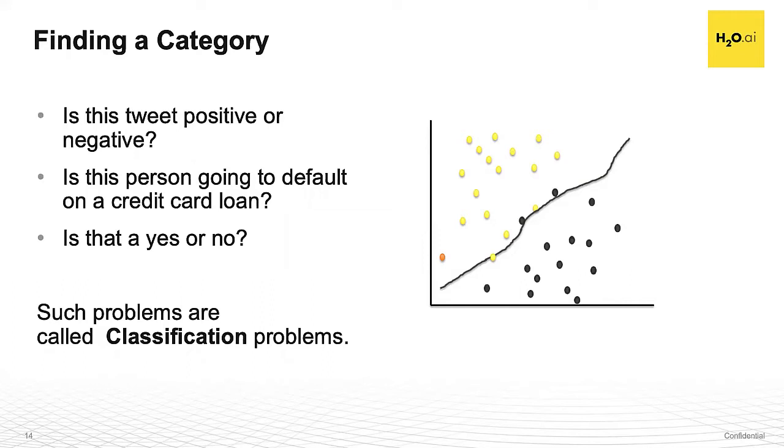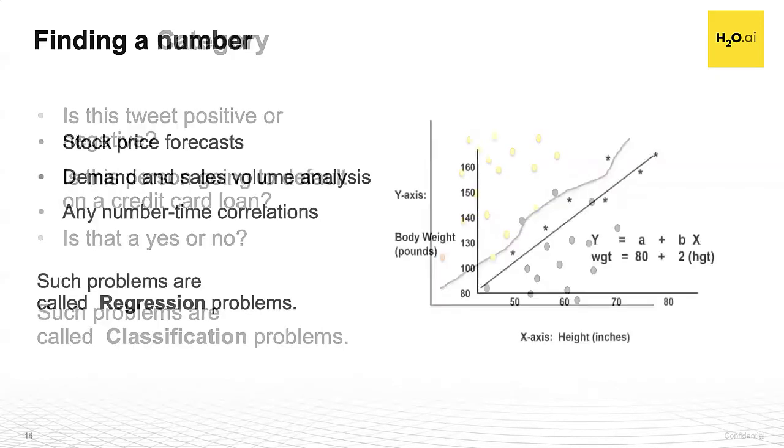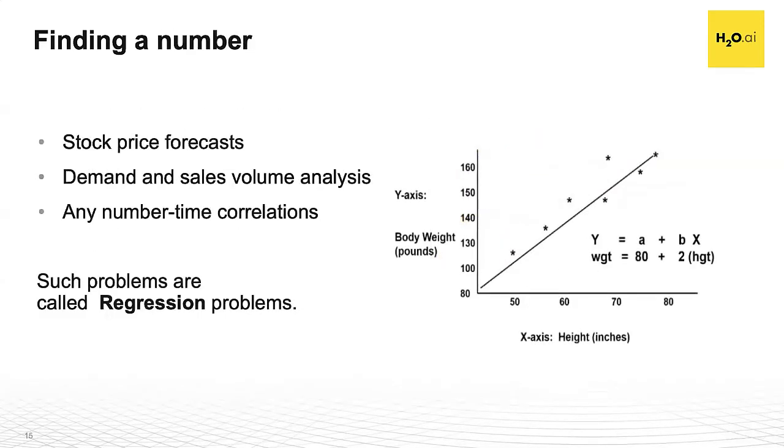You find a category for a tweet, whether it is positive or negative, whether the person is having cancer or not, whether the person is going to default on a credit card loan or not. Such problems are called classification problems. There is another set of problems which are called regression problems. And the idea in a regression problem is where you have to predict a number.